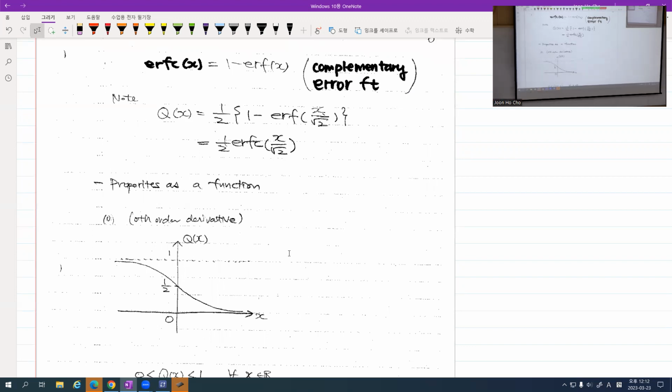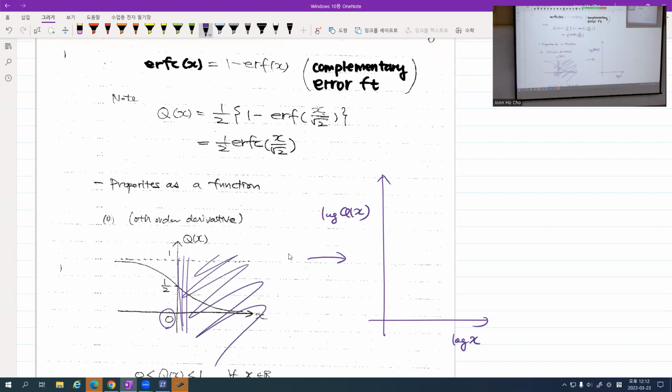Anyway, the Q function is a monotone decreasing function. And be careful, this is in linear scale. Linear and linear. What if you draw it in log scale? So you take the log of x, you take the log of Q of x. What happens? By the way, since log cannot have 0, let's consider this area only. What would be the shape of this apparently convex part? If x is positive, this function looks convex, right?